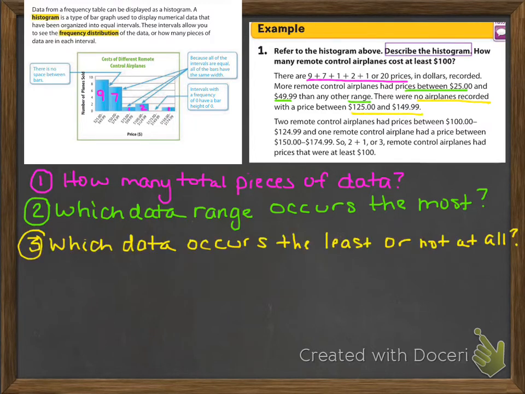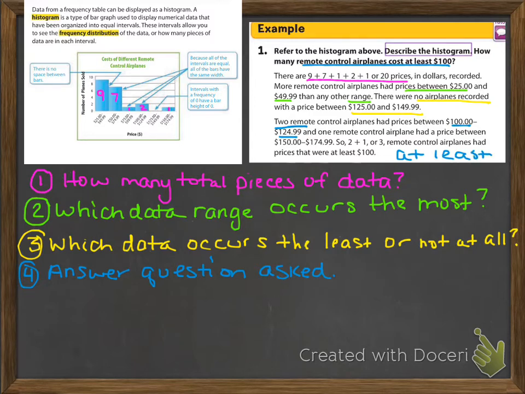And then lastly, we want to address the question if there is one. So for this specific problem, there was an actual question. So we're going to address that question. And it was, how many remote control airplanes cost at least $100? So that's what they've done here. It says 2 remote control airplanes had prices between $100 and $124.99, because remember that word at least means it has to be greater than or equal to $100.